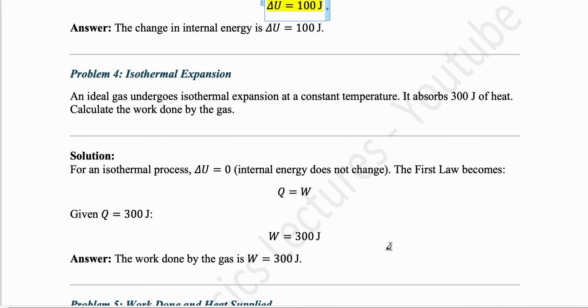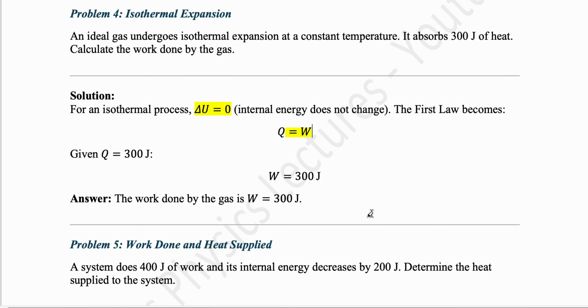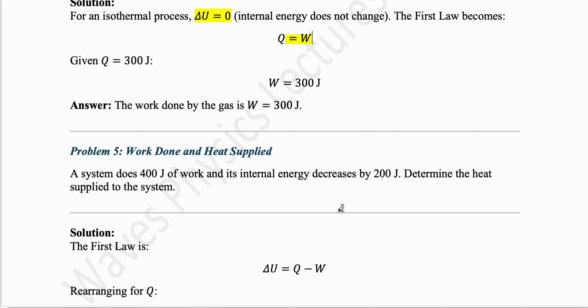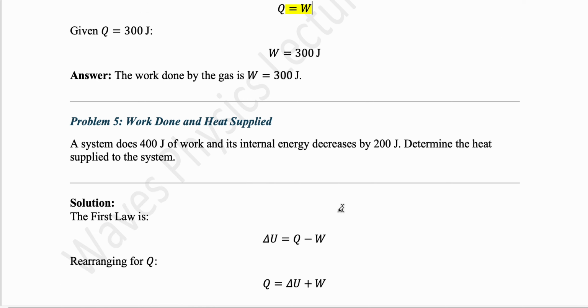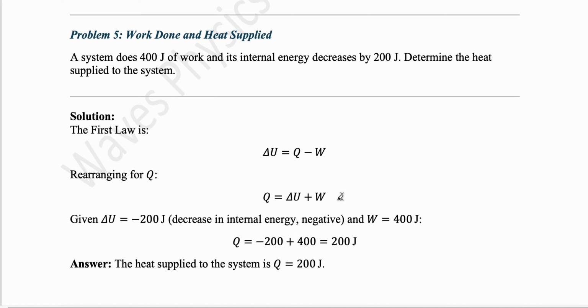In isothermal expansion we know that delta u will become 0 and q would be equal to w, right? So there is nothing new in it, just whatever is the heat supplied, the entire thing would be used to do work. Okay, so the entire thing is used to do work, isothermal process. And similarly other questions. I'm not going into the details, these are very simple.